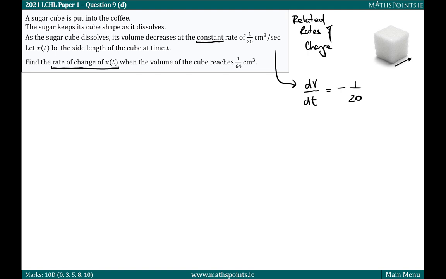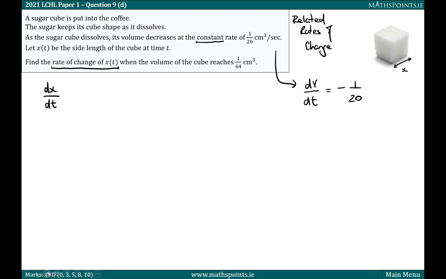If we draw it in here, this is x. We know that the volume of this cube is decreasing by minus 1 over 20 centimeters cubed per second. The side length is obviously also decreasing, but it's not decreasing by the same amount, and it's not decreasing in a linear way. So what we're looking for is the rate of change of the side, dx, as time passes.